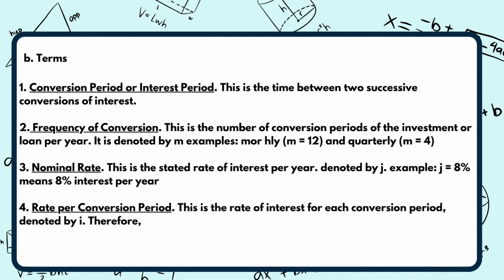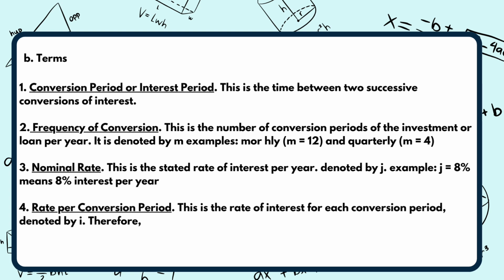So now, here's the terms explanation. Number one is conversion period or interest period. This is the time gap between two consecutive times when interest is converted. For example, if interest is converted every month, then the conversion period is 1 month. Ito yung panahon sa pagitan ng dalawang sunod-sunod na pag-convert ng interest. Halimbawa, kung ang interest ay kinocompute every month, ang conversion period ay 1 buwan.